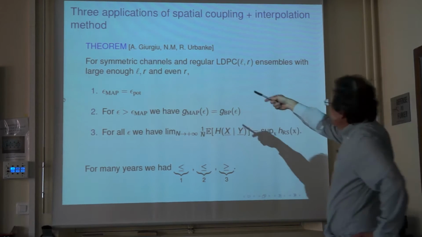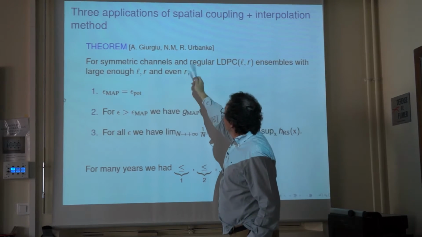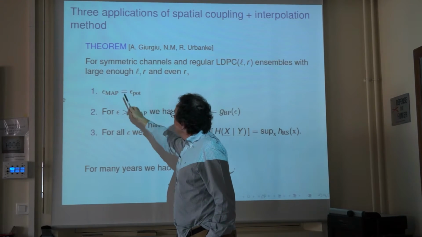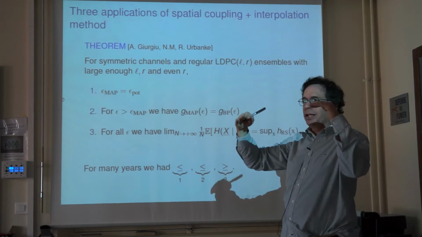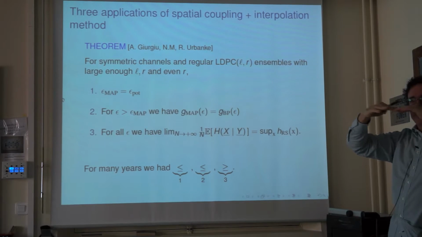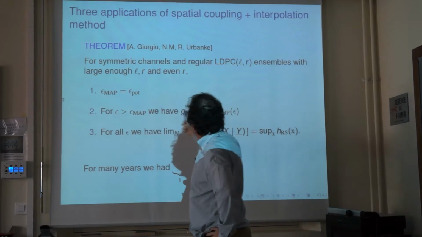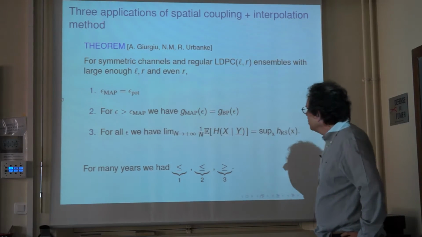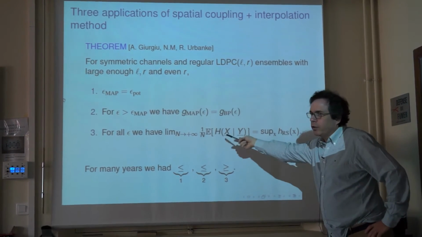So, for symmetric channels, high enough LDPC degrees and even check node degree, the MAP threshold is equal to the potential threshold that I defined before, where this potential has the two minima exactly at the same level. Above the MAP threshold, the two curves are equal. I suggested this might be true. And finally, we prove this replica symmetric formula.